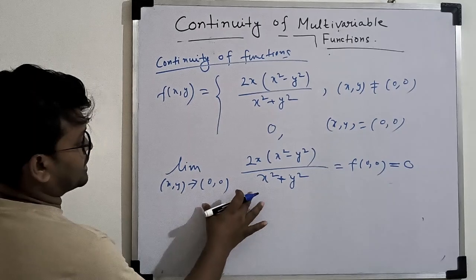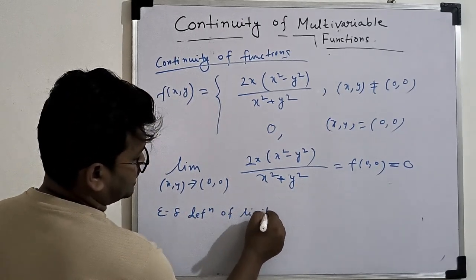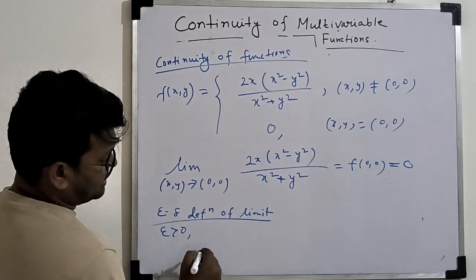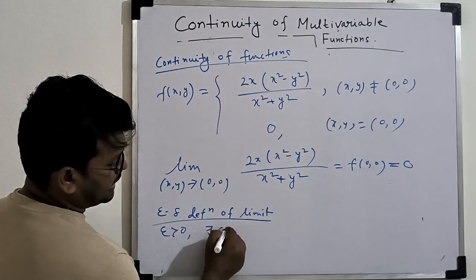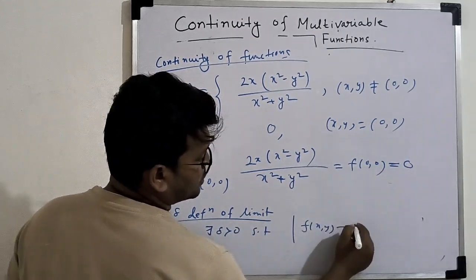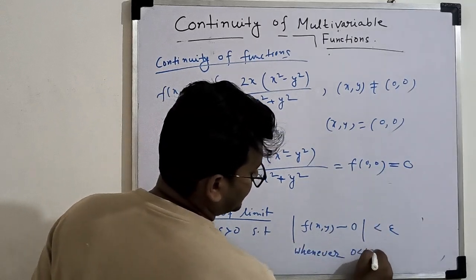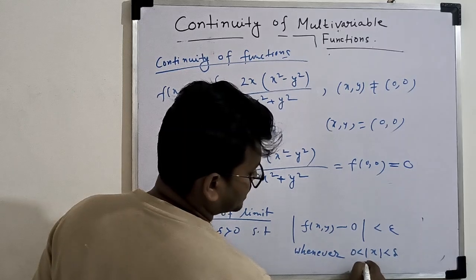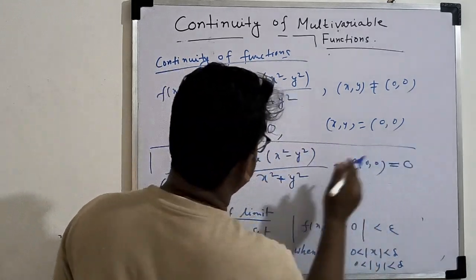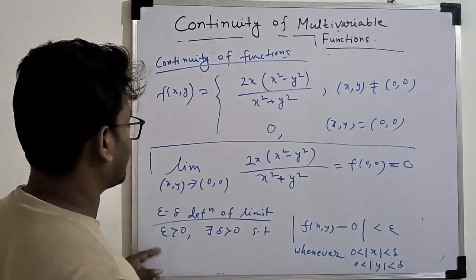So now we prove this by the epsilon delta definition of limit. What is the definition? First we take epsilon greater than 0, and if there exists a corresponding delta greater than 0 such that the modulus of f of xy minus this value, that is 0, is less than epsilon whenever 0 is less than modulus of x minus x0, that is 0, and 0 is less than modulus less than delta. We have to show that the limit of this function equals 0, and we prove this by the epsilon delta neighborhood.